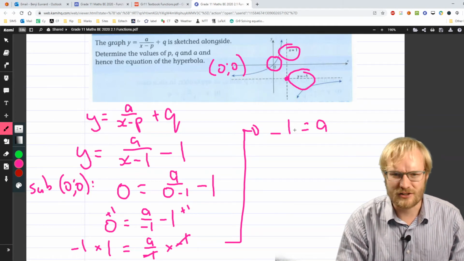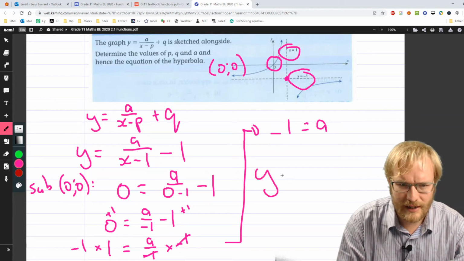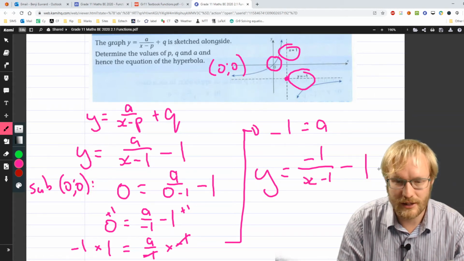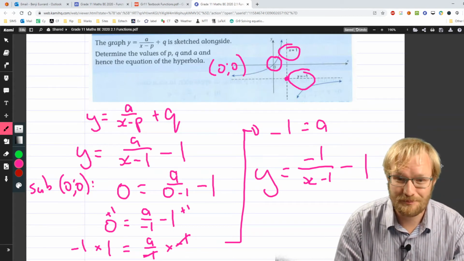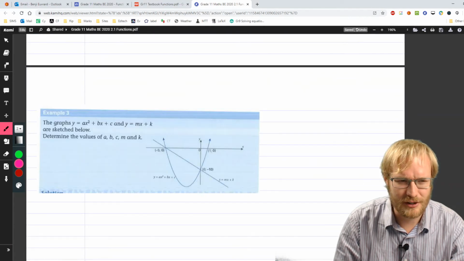It's been reflected, so we're expecting a negative a. Cool, let's sum it all up. Y equals, our a value is negative 1 over x minus 1, minus 1. It's quite a lot of minus 1s in there, right? Okay, let's move slowly on to our last part.